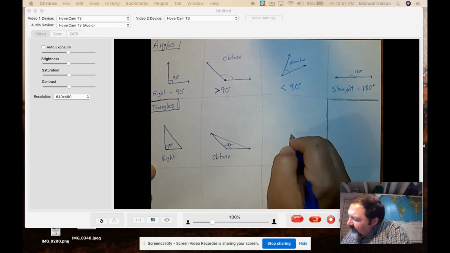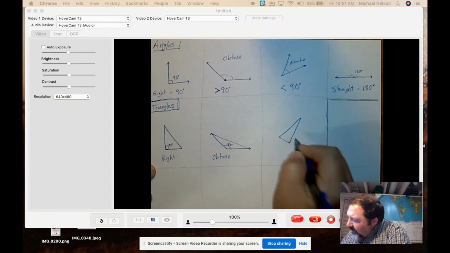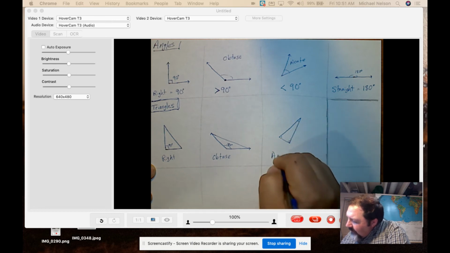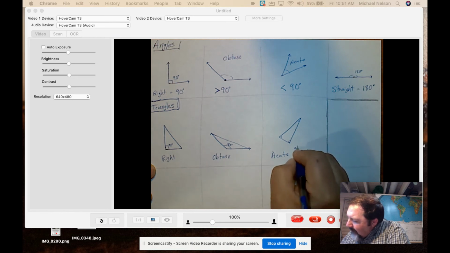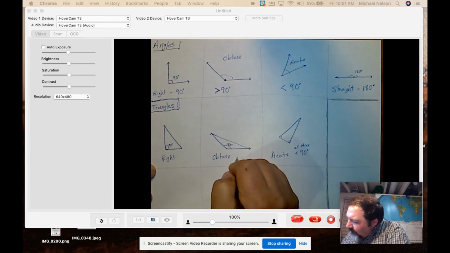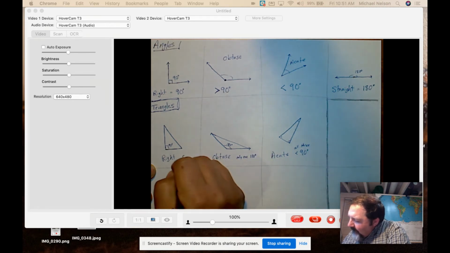That's a little bit different with an acute triangle. An acute triangle will actually end up having all three angles less than 90. Less than 90 degrees. All three. Only one.